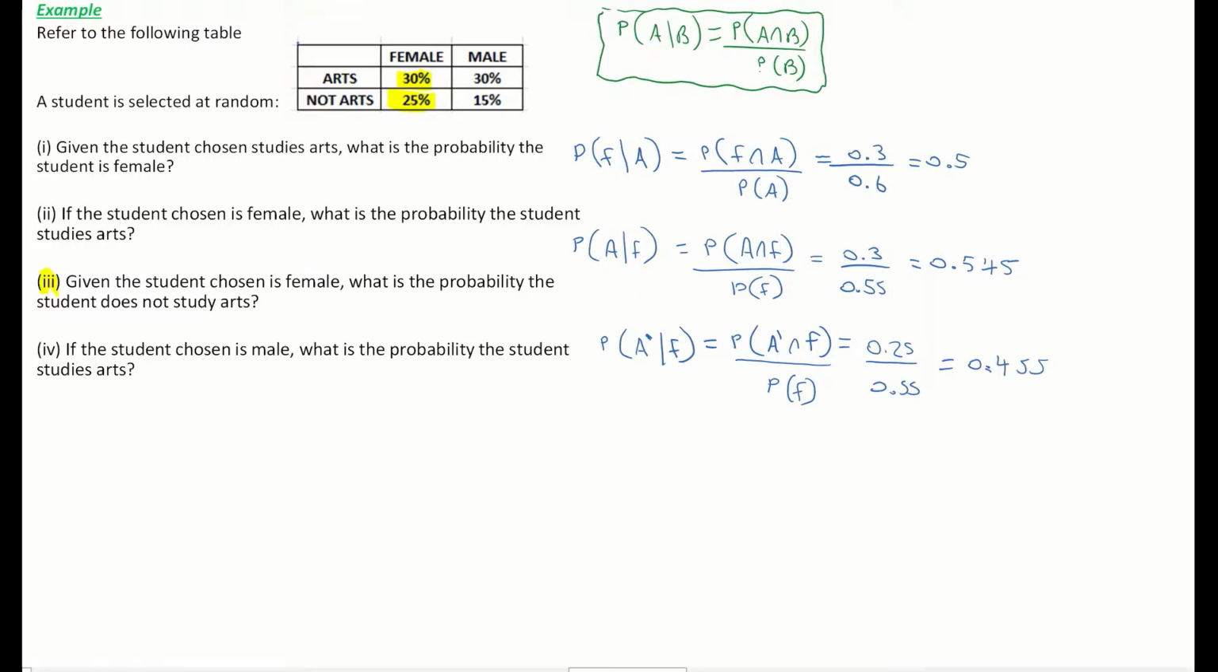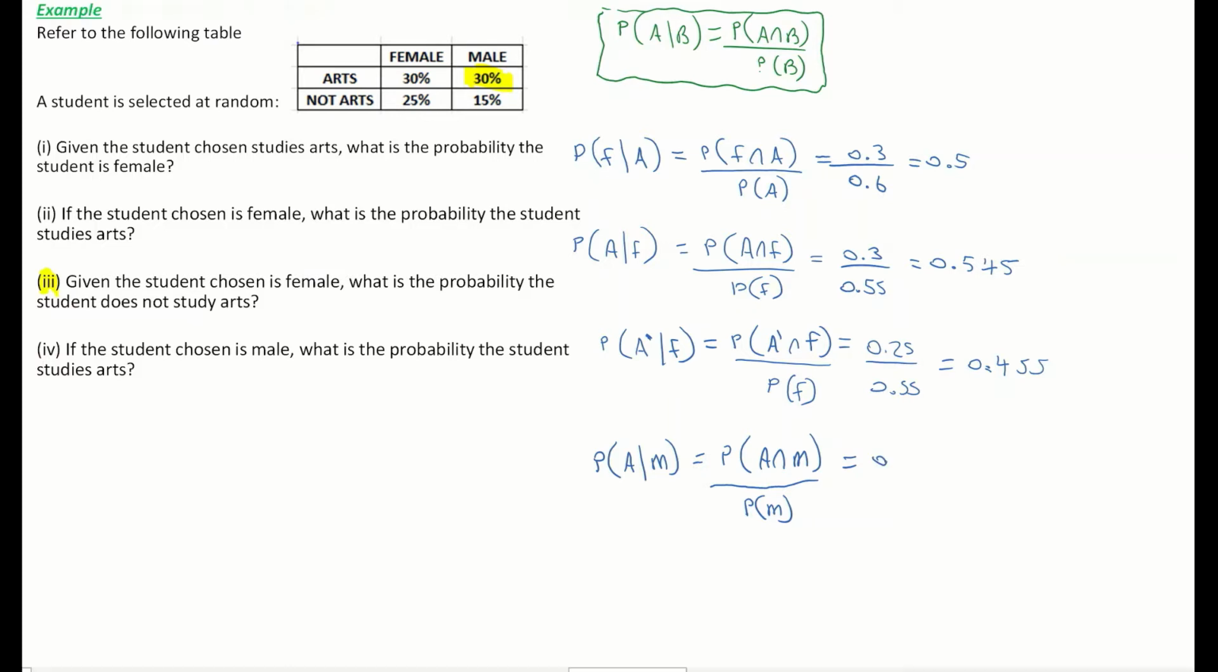And our final part. A student is selected at random. Given if the student is a male, what is the probability that that student also studies arts? So the probability of arts, given that it's a male, so the probability of an art student, which is also male, is equal to the probability of arts intersecting with male, or a male who is doing arts, all over the probability of male. We come up to our table, and we are looking for arts and male, which is this 30% here that I've highlighted in yellow.